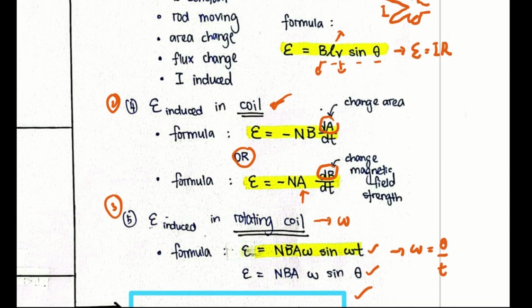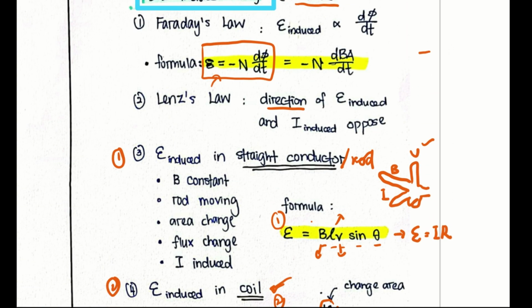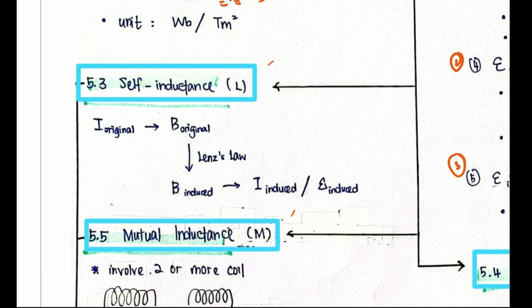Overall, for all 3 cases, you have 4 equations: first, second, third, and fourth equation. It is all coming from this basic equation of Faraday's law and Lenz's law. The third subtopic is about self-inductance.